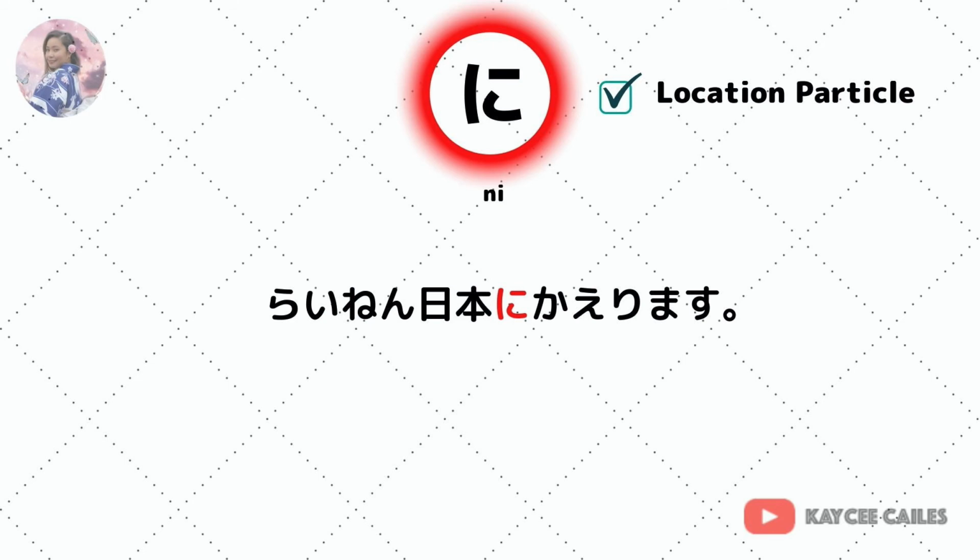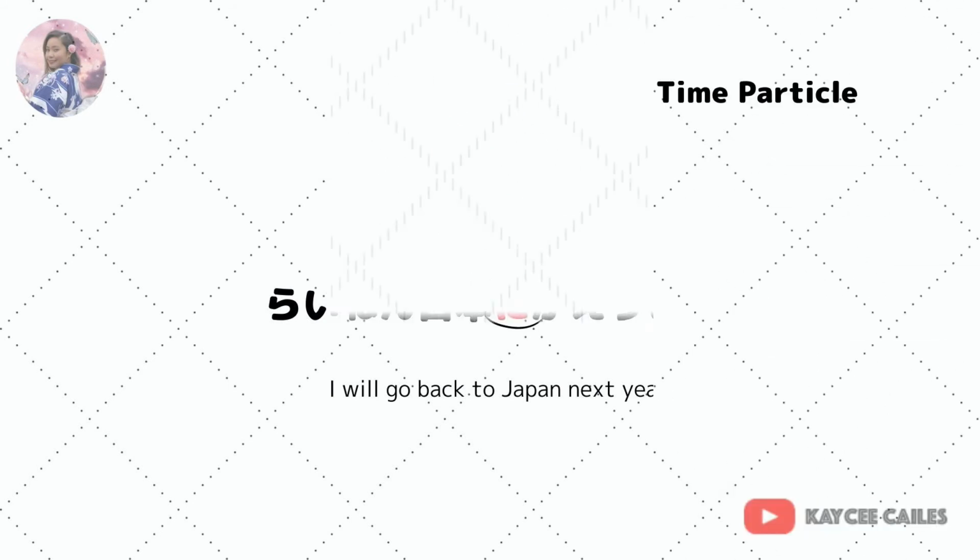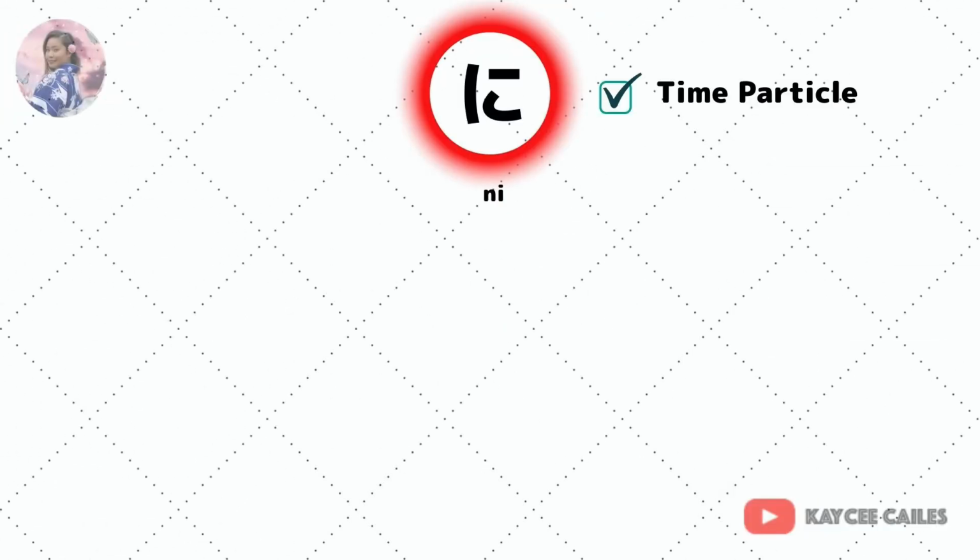Let's have another example. Rainen Nihon ni kaerimasu. Rainen, which means next year. Nihon is our destination, which means Japan. And by the way, this is the kanji for it. Ni kaerimasu. Rainen Nihon ni kaerimasu. I will go back to Japan next year. Let's see examples of ni as a time particle.